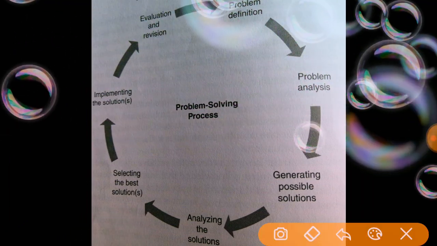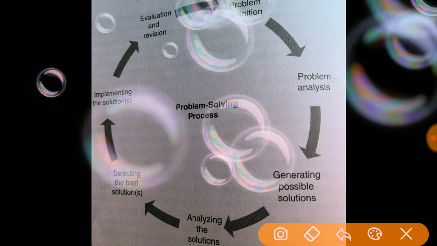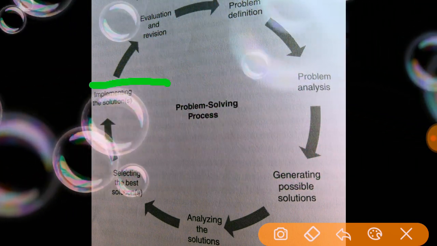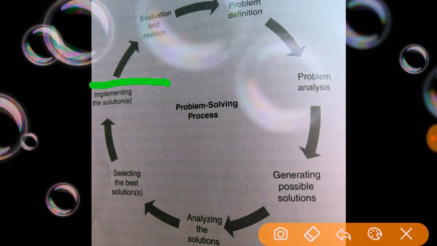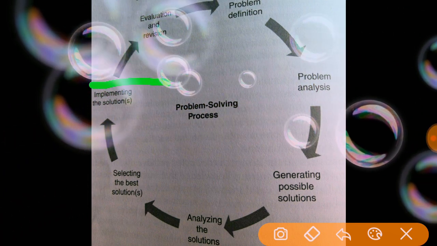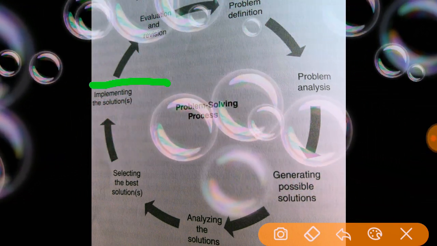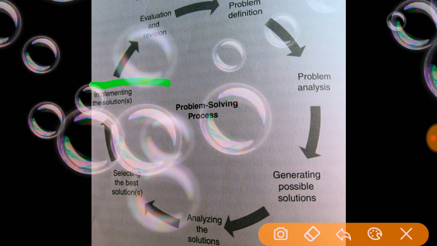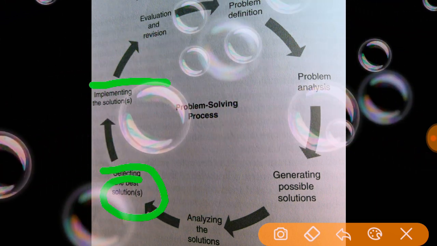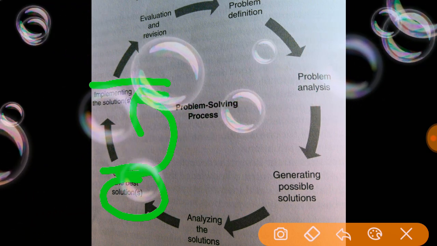Then coming to the implementation of the solutions. This is the final step, we consider implementation as the final step of the problem solving process. It is to practically solve the problem by implementing the selected solutions. Whatever we have selected should be implemented, and the researcher or the evaluators will be implementing it.